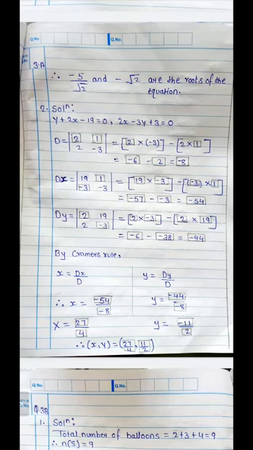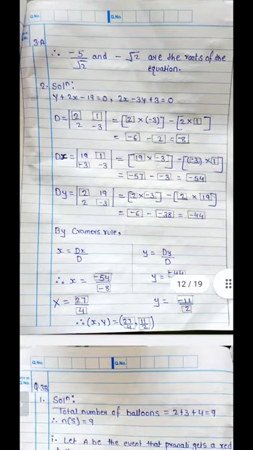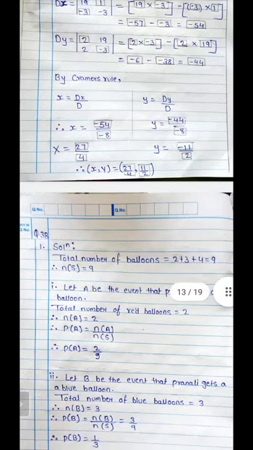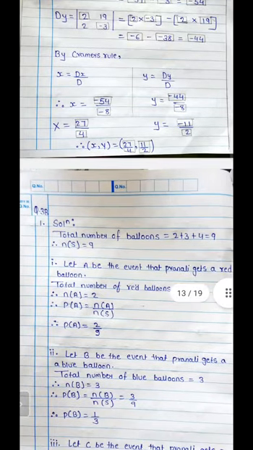So minus 54 upon minus 8, which will be equal to 27 upon 4. Then y is equal to dy upon d, which is equal to minus 44 upon minus 8. So it will be equal to minus 11 upon 2. So these are the values. Okay. Then question number 3a we have completed here. Now 3b.